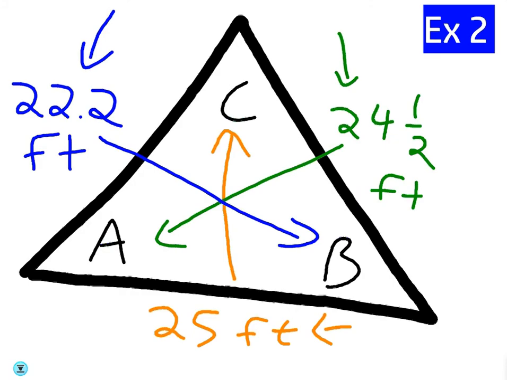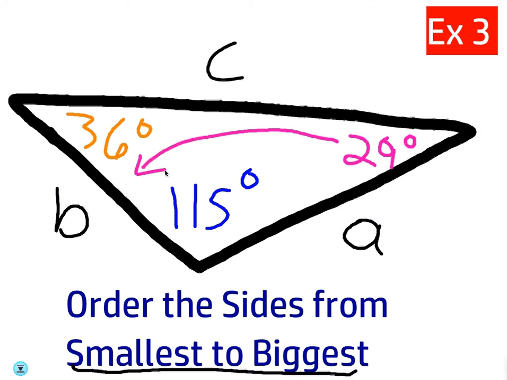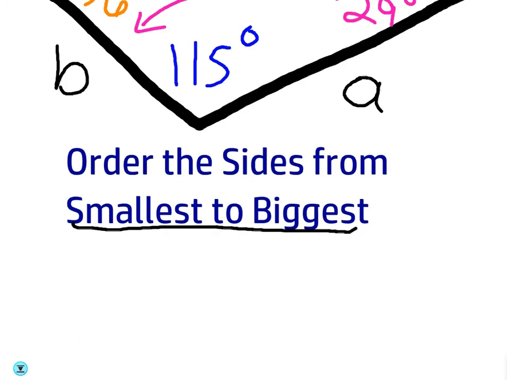All right, now let's go the other way. If you're given the angles, you can actually do the opposite. It's a two-way street. The relationship between the angles and the sides is the same. So now we're going to look at the angles and order the sides from smallest to biggest. Okay, so first of all, let's find the smallest angle. It'd be the 29 degrees, that's the smallest. So opposite that is side B. So that's going to be the smallest side.